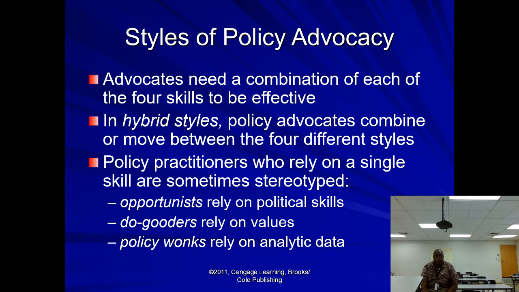Opportunists rely on political skills. Do-gooders rely on values. Policy wonks rely on analytic data. So then you become stereotyped. They would call you an opportunist if you just use your political style. You're a do-gooder if you only rely on the value styles. And they call you a policy wonk because you only rely on analytic data, which is research.